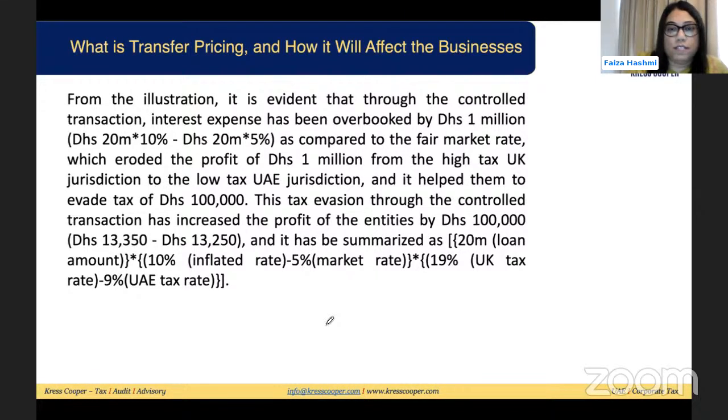So now this has helped the company to avoid around 100,000 in taxes, which they would have been paying more, like we saw in the illustration before, if they were doing this transaction at an arm's length price.